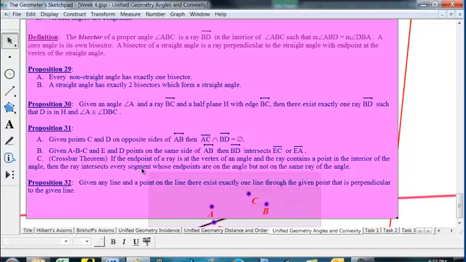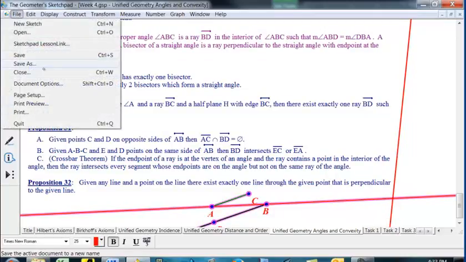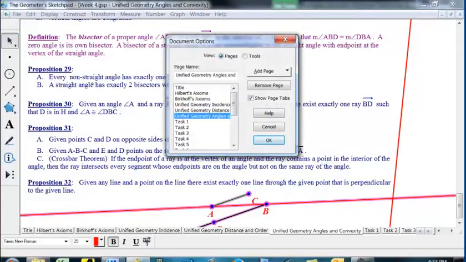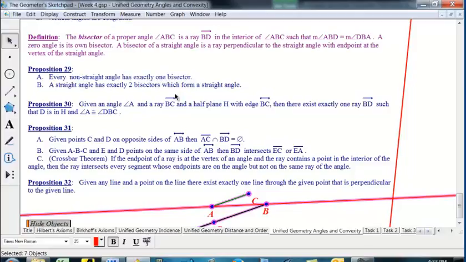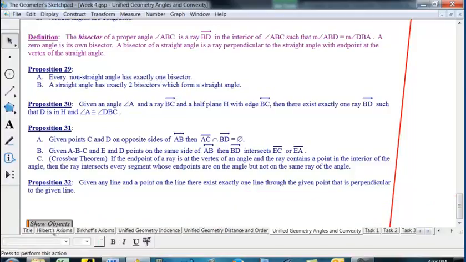So let me make an action hide button for that. Oh, that's not what I want. I'll name that, I'll fix that in a minute.